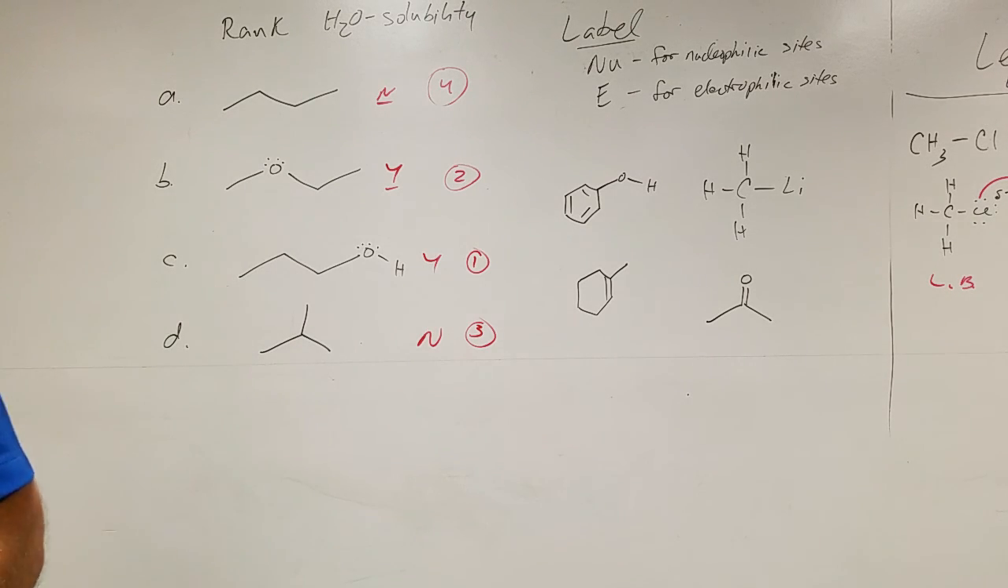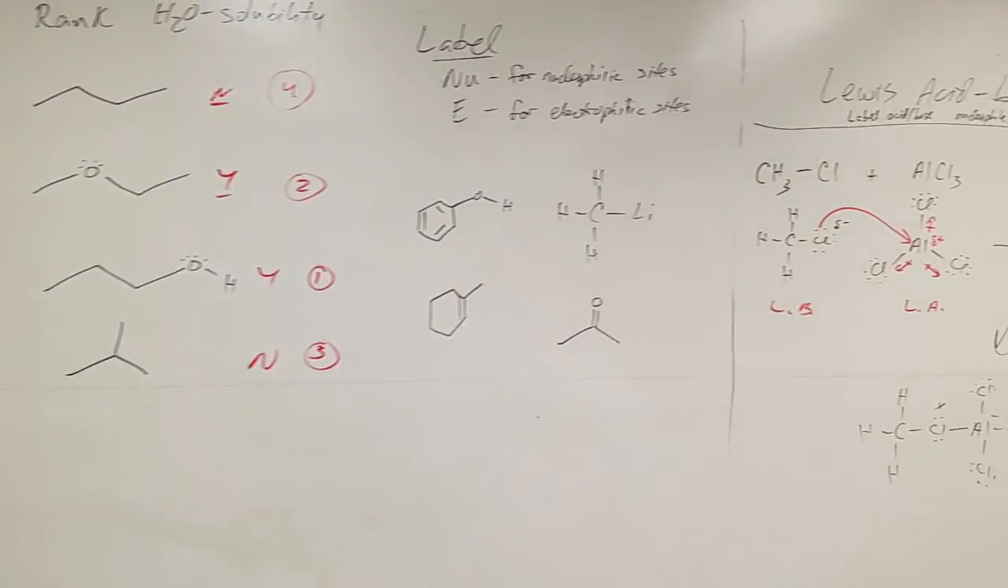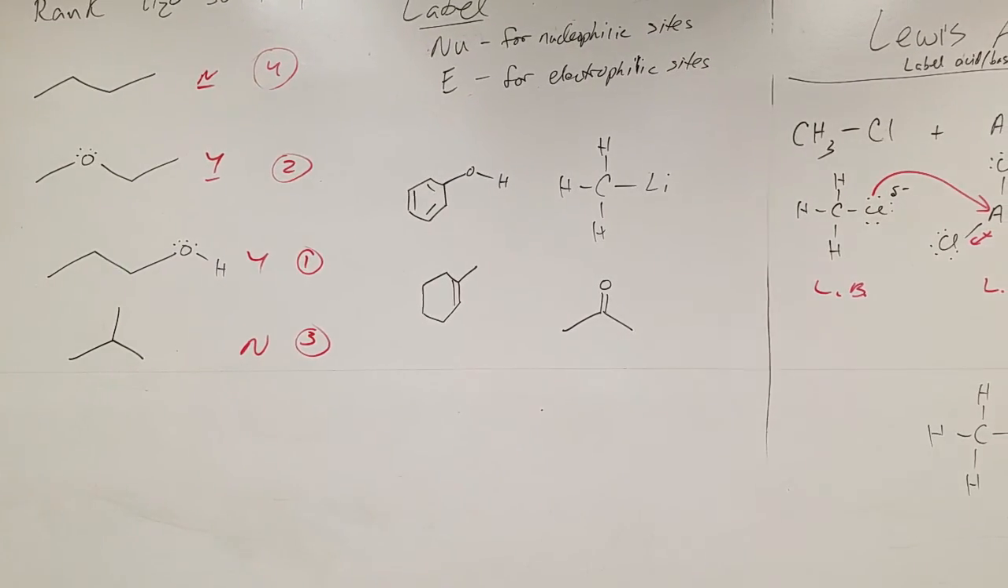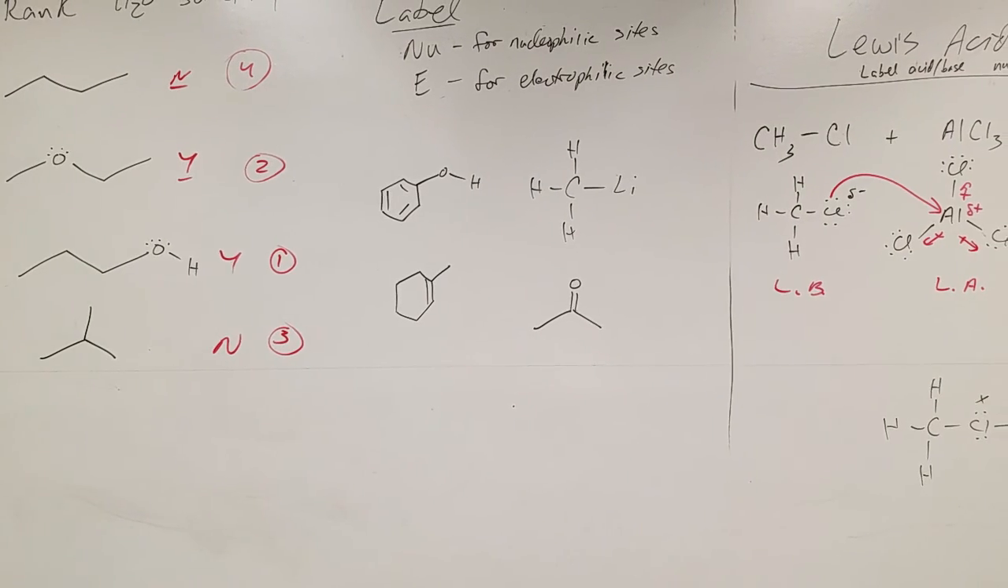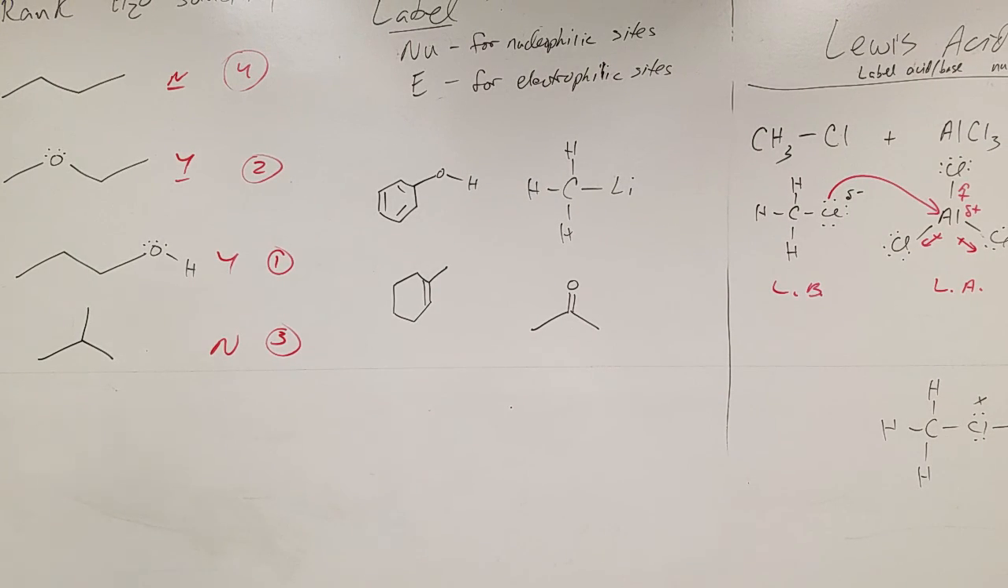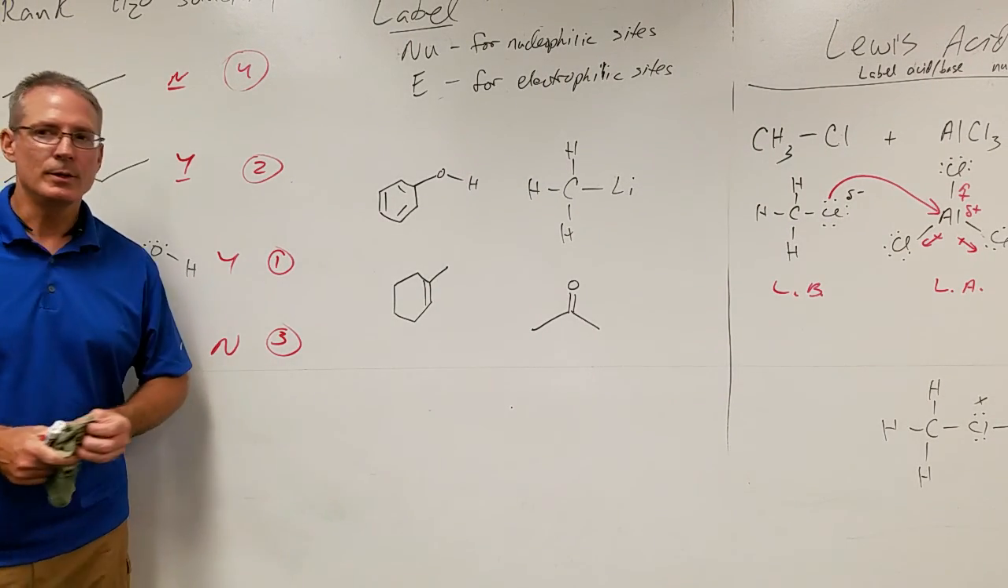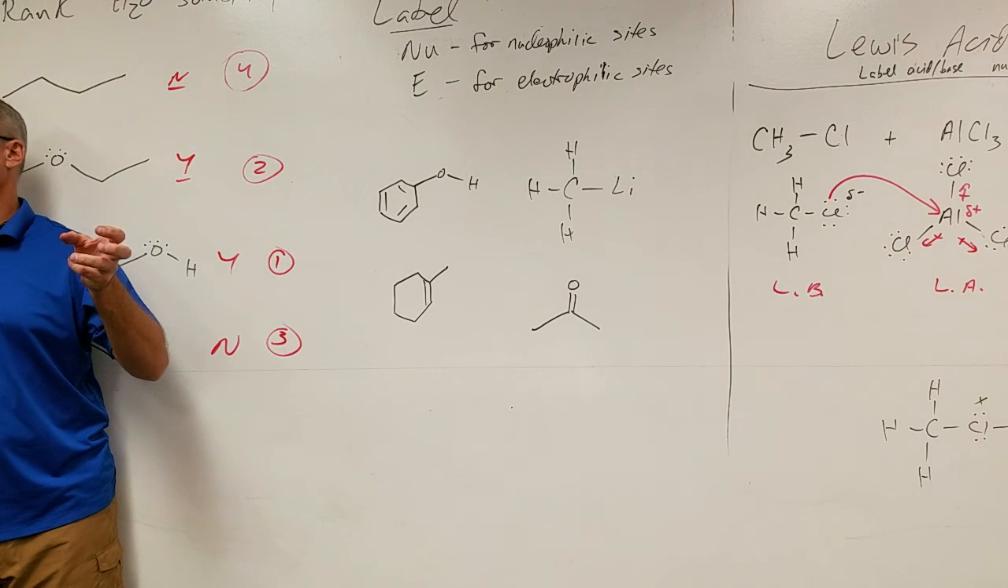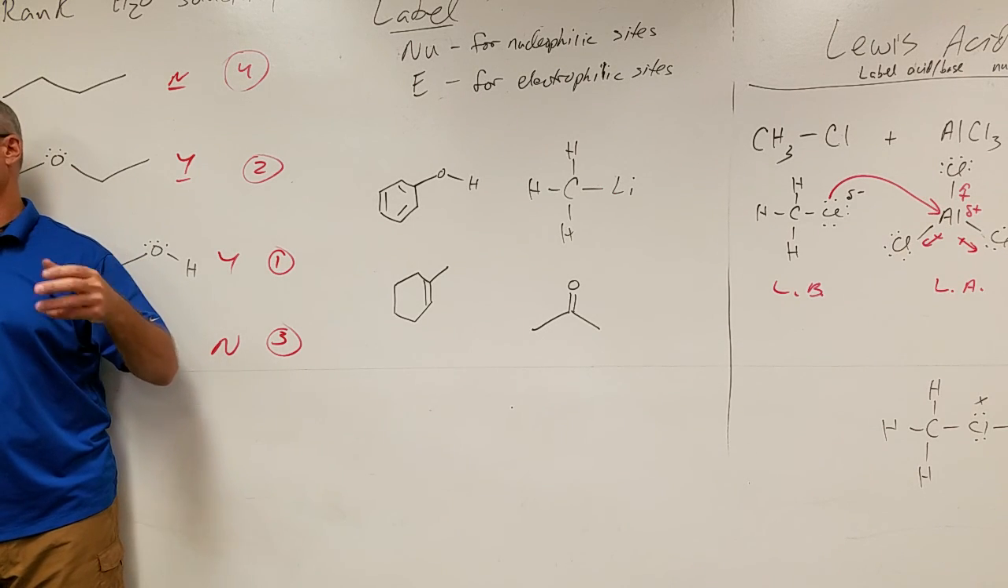Okay, labeling nucleophilic sites and electrophilic sites. Here we're just looking for nucleophilic sites, partial negative charge, and unshared electrons or pi electrons, right?